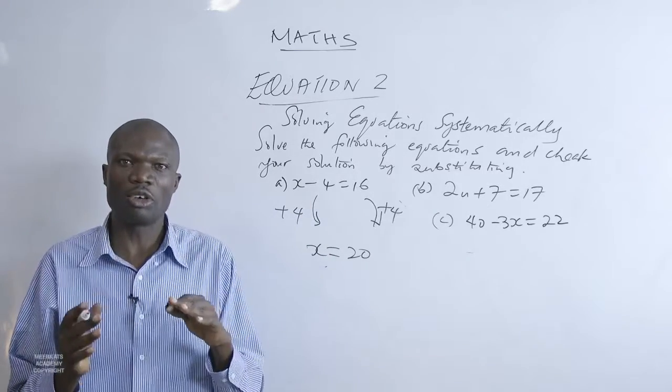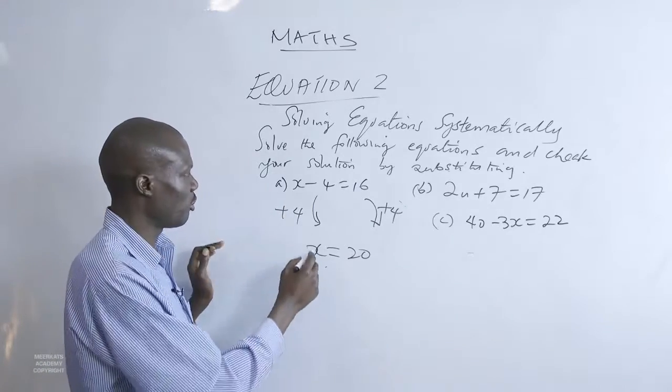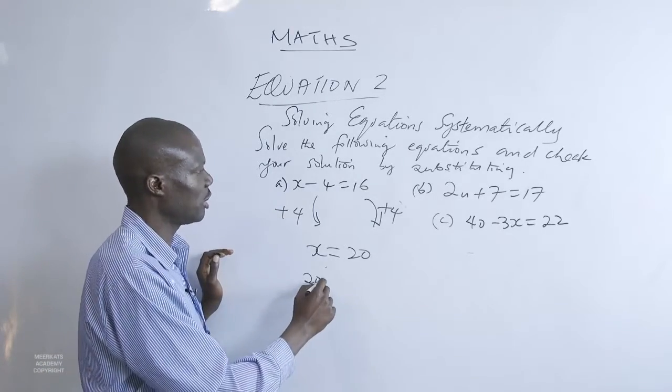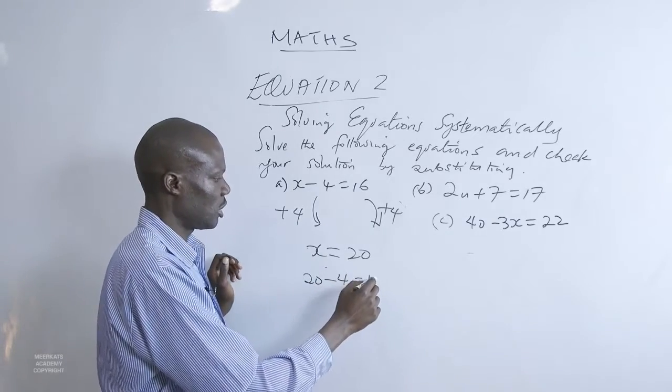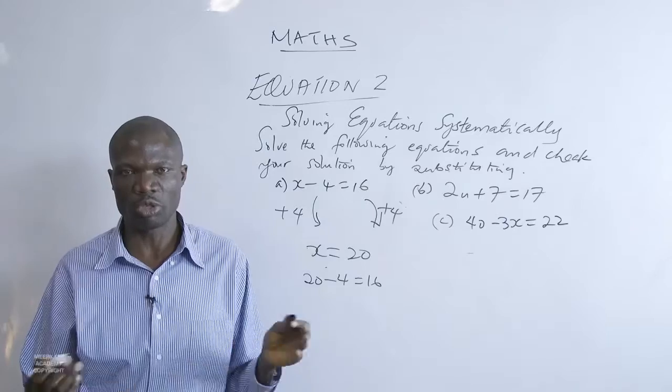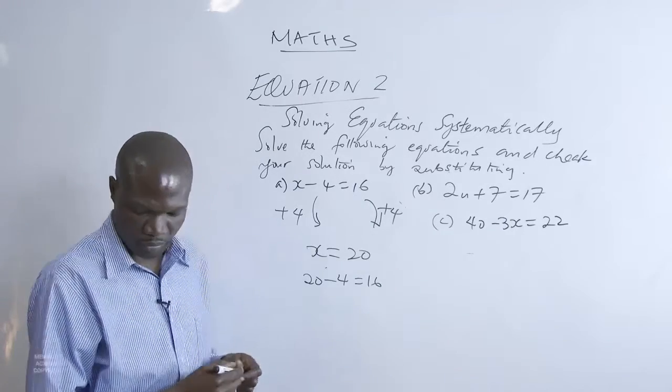But we have been asked also to check our answer. Is it true that 20 is the right answer? If we substitute here, it will be 20 minus 4 is equal to 16, which is very true because 20 minus 4 is 16.